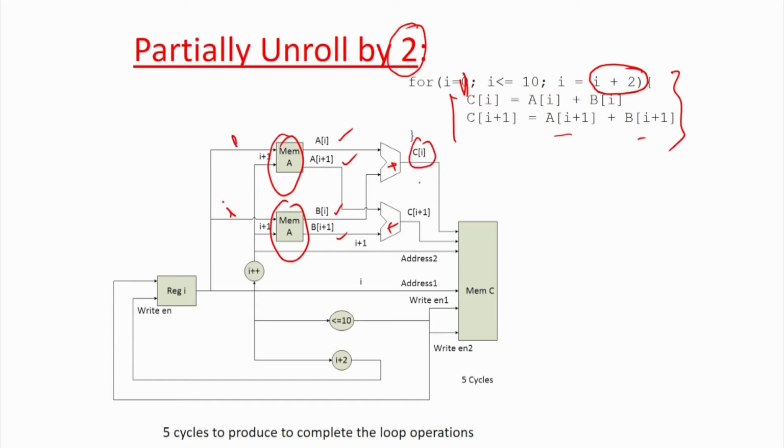So, C I will be generated here, C I plus 1, and I am going to write 2 data into the memory C, right, and the write address is also I. This is I and this is I plus 1. There are 2 addresses, and this I less than or equal to 10 is the write enable signal for both the ports. Now I is incremented by I plus 2 and that is also writing back to the actual data path, right. So, this is the write enable. So, this is how we are going to generate.